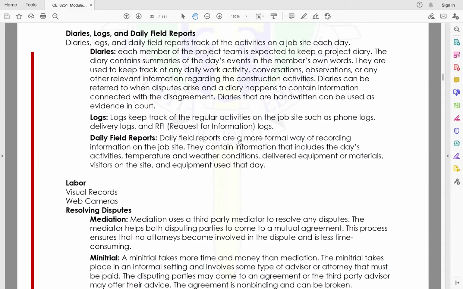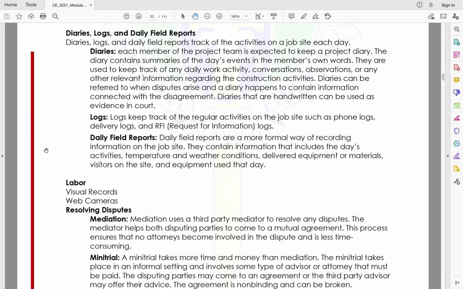So, daily field reports are a more formal way of recording information on the job site. They contain information that includes the day's activities, temperature, and weather conditions, delivered equipment or materials, visitors on site, and equipment used that day. So daily field reports, these are the things that are happening around you, and it is a more formal way. Okay, so mas informative to. For example, ganitong oras dumating yung delivery mo, anong materials yung dumating, may bumisita ba, sino yung mga bumisita, yan. So everything must be recorded.